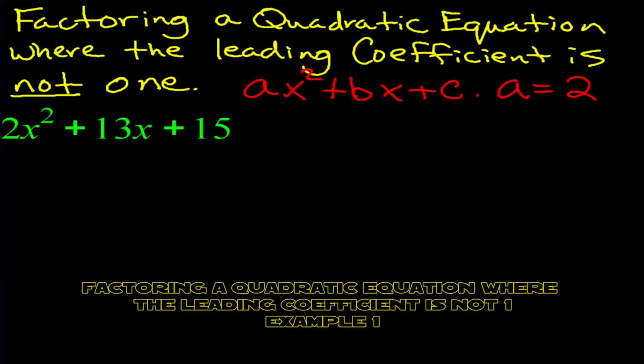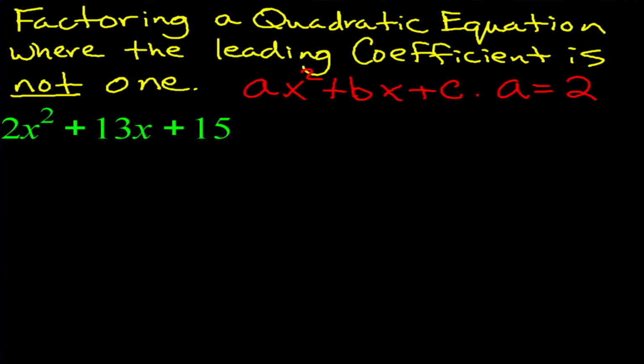Today we are going to look at a method of factoring a quadratic equation where the leading coefficient is not 1. The quadratic equation is in standard form, ax squared plus bx plus c, and in this case, a is equal to 2. So the way we start out with this is, first of all, we have to change our equation.